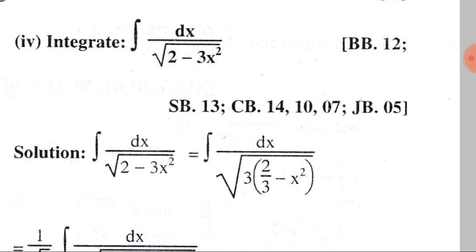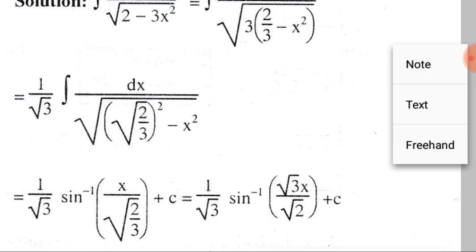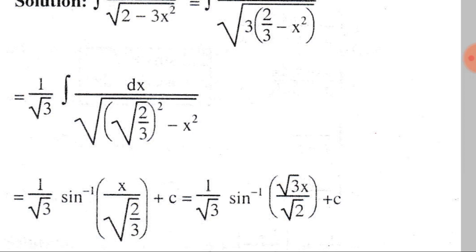integration dx whole divided by square root of 3 times of 2 by 3 minus x square. And here 2 by 3 can be written as 2 by 3 whole square minus x square. And here in place of a, we get root over 2 by root over 3. That is why applying that integral, we get sine inverse x by a plus c, and after calculation we get 1 by root over 3 sine inverse root 3x by root 2 plus c.